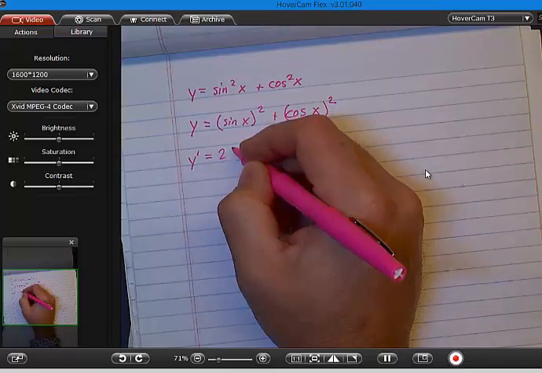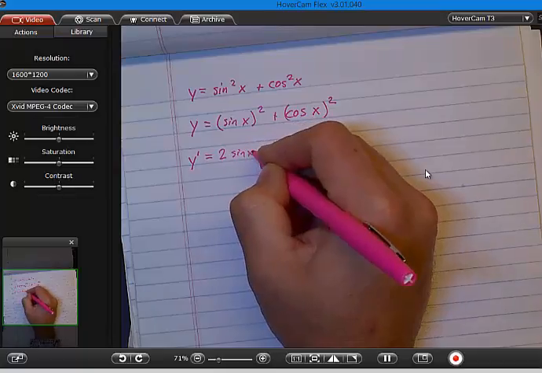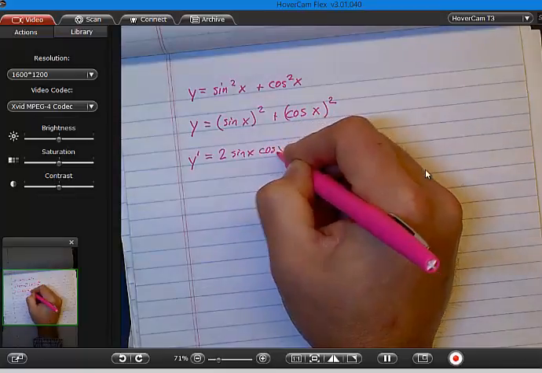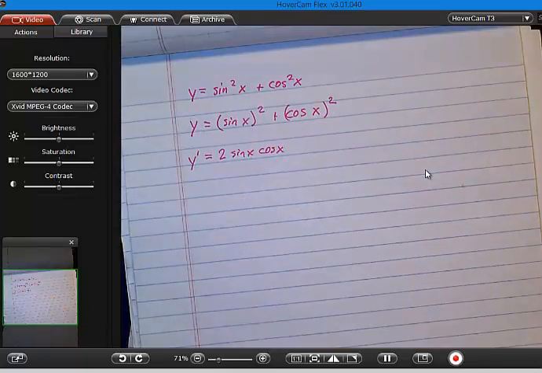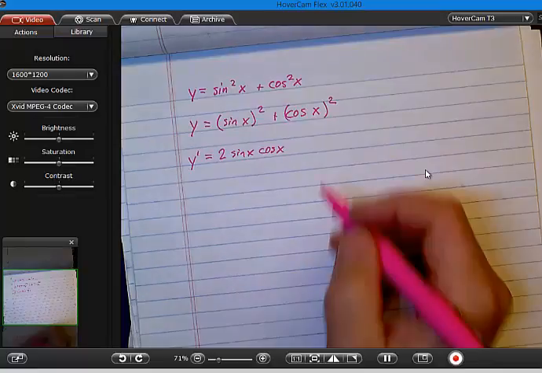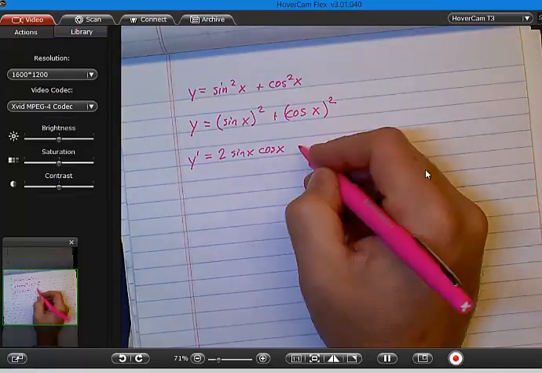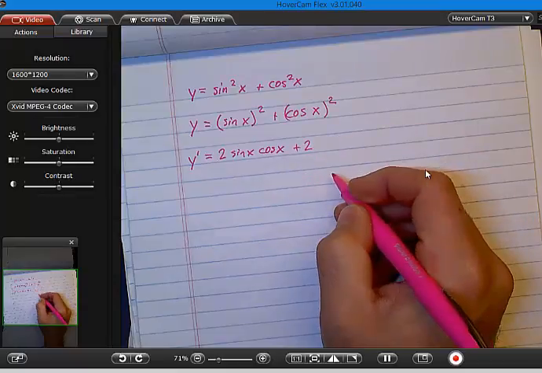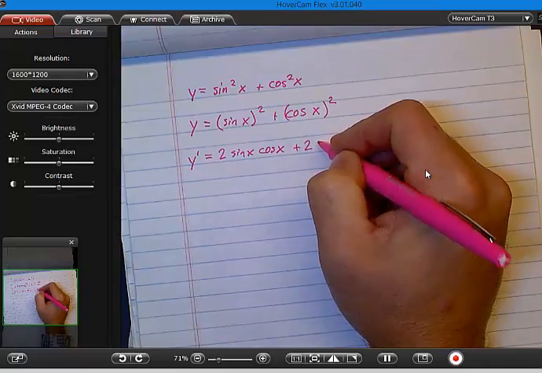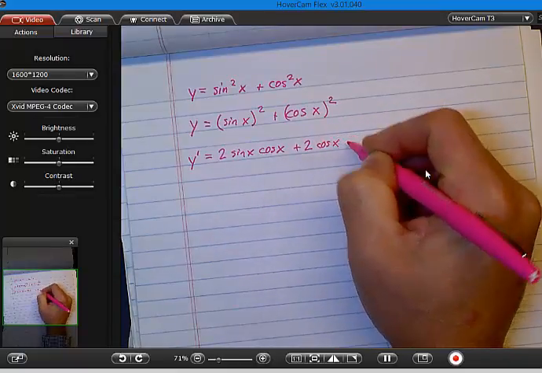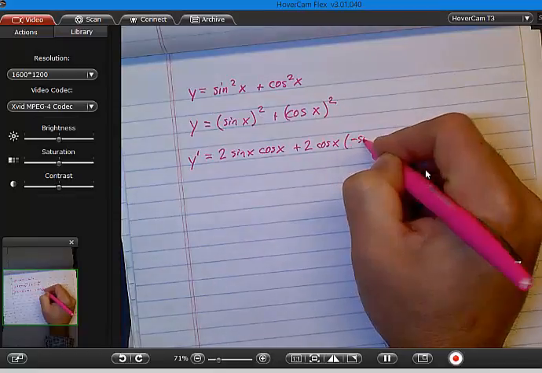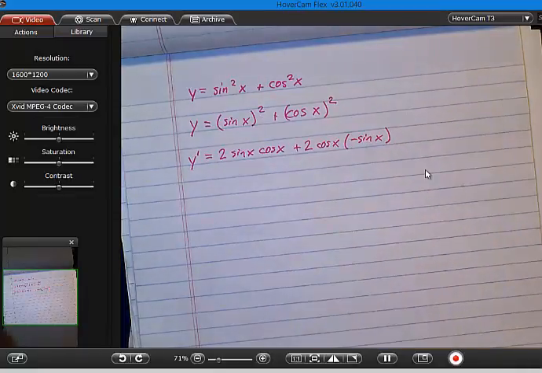2 sine x times cosine x, right? And then what do you get here? You get plus 2 times cosine x to the first power times what? Negative sine of x, right? Of course, some of you might have not thought of that.